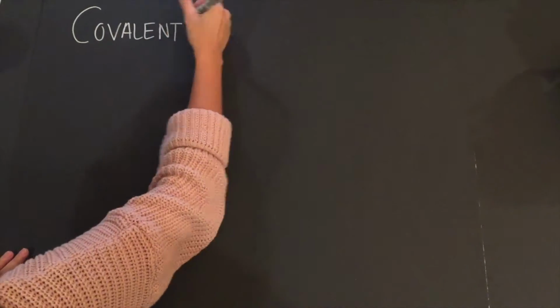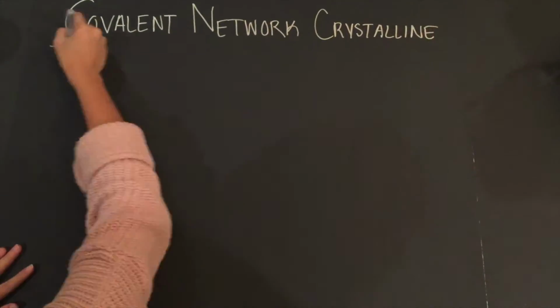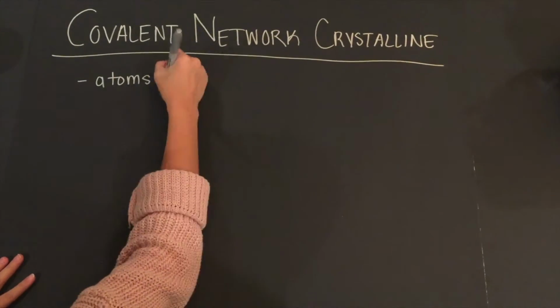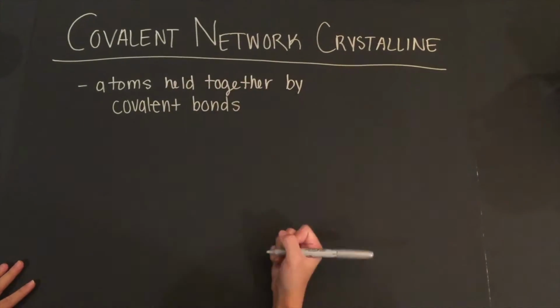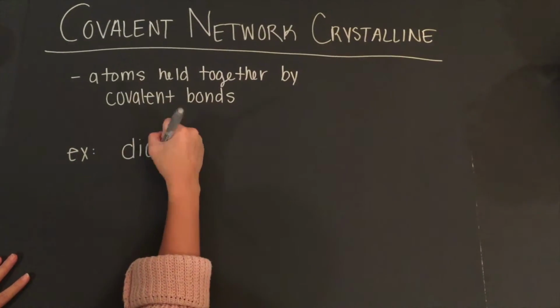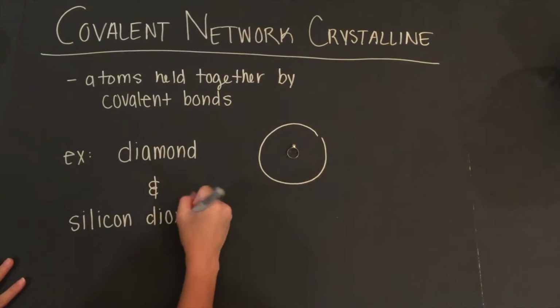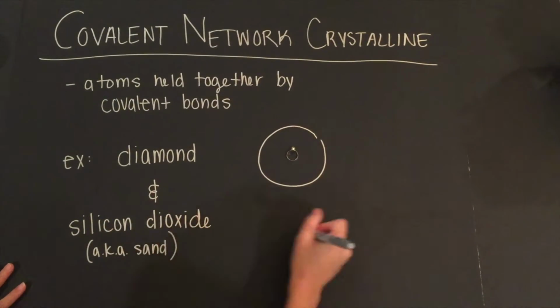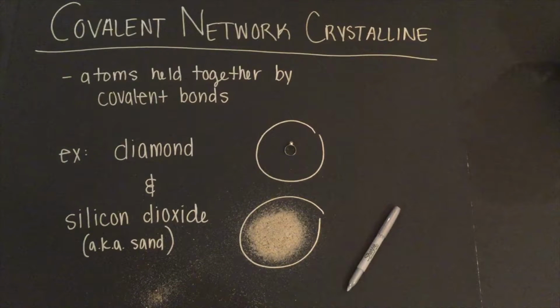The next type of crystalline solid is the covalent network crystalline. A covalent network crystalline solid is a solid that contains covalent bonds between its atoms. Few substances exist as this type of solid. A couple examples are diamond and silicon dioxide, more commonly known as sand found at the beach. Diamond consists of only carbon atoms. Each carbon atom is bonded to 4 other carbon atoms. Sand consists of covalent bonds between silicon and oxygen atoms that extend throughout the solid.